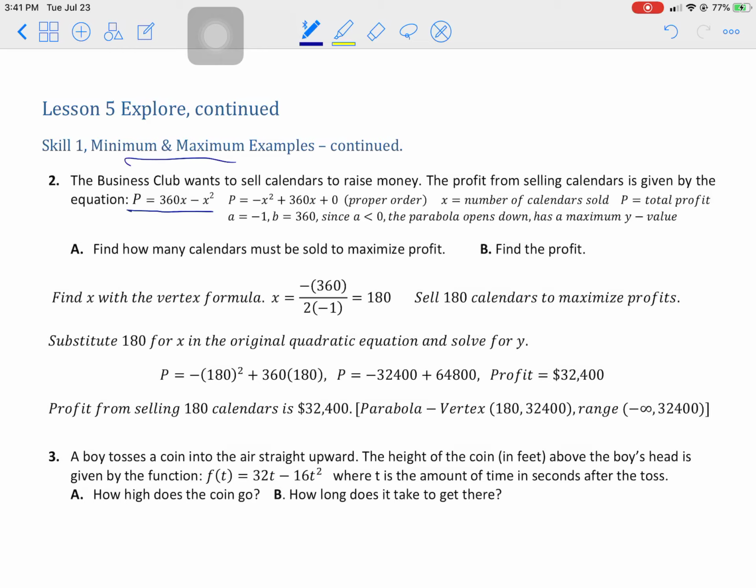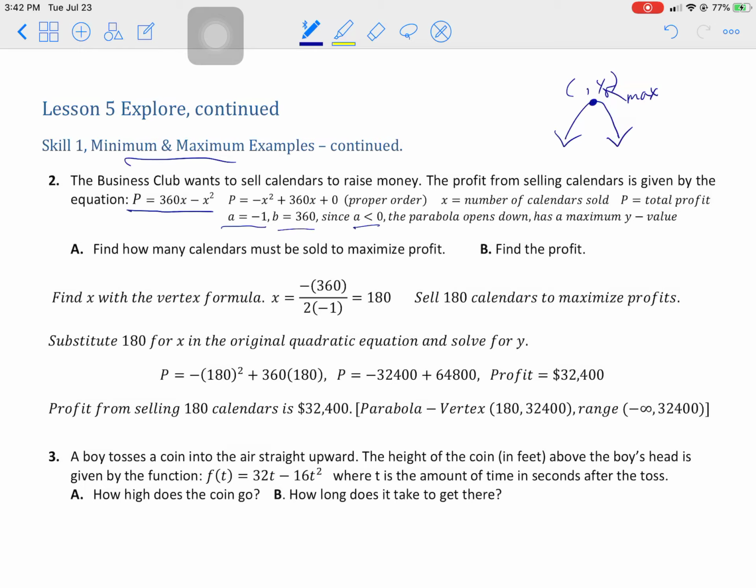It's not in the proper order that I want to think about my ABC, so I'm going to turn it around. Notice that the negative stays with the x squared. So this is negative x squared plus 360x, and then there's no c, so if you want to put in a 0, feel free. So x is the number of calendars sold, and p is the total profit from selling that number of calendars. So when we turn it around, our a is -1, our b is 360, our c is 0 if we want to think about it that way, but for our vertex we don't need the c. Since the a is -1, the a is less than 0, therefore the parabola opens down, okay, and has a maximum y value, okay? So let's use the vertex formula to find it.